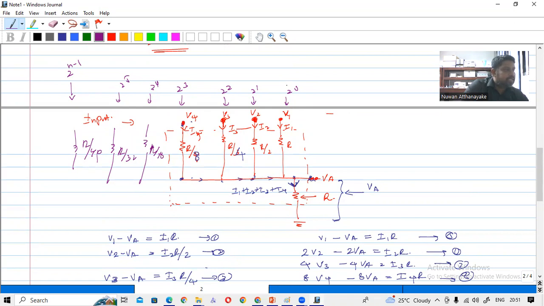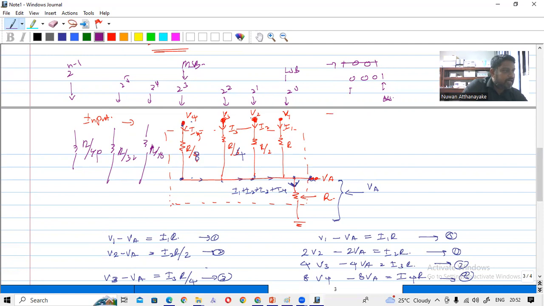So for the bit stream, this has the 2 to the power 0 weight, so this will be your LSB, and this side will be your MSB. In our example, we use 4 input bits. So this one will be the LSB and the final V4 pin will be the MSB. Let's say you input 0001. What happens? That means this will be the LSB and this will be the MSB. So the V1 pin should be 1 and the other pins should be 0.